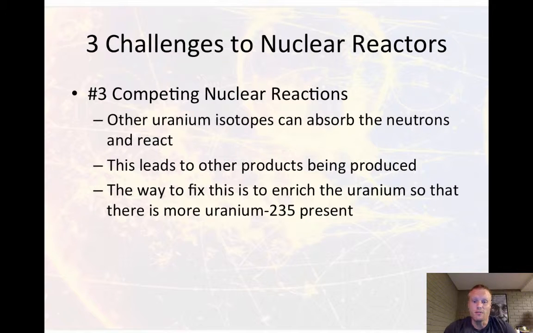The third problem is certain uranium isotopes can also absorb the neutrons and react, but not in a way that you want them to. So there might be various isotopes of uranium in the area. The way we fixed number 2, or the previous slide, is the same way we're going to fix this one. Just making more uranium-235 present in the area, and you won't have as big of a problem. You have the right type of uranium isotope present to keep that chain reaction going.